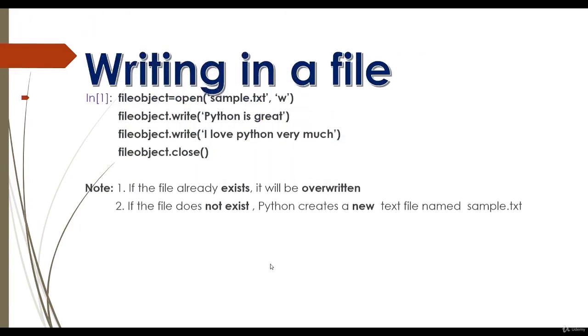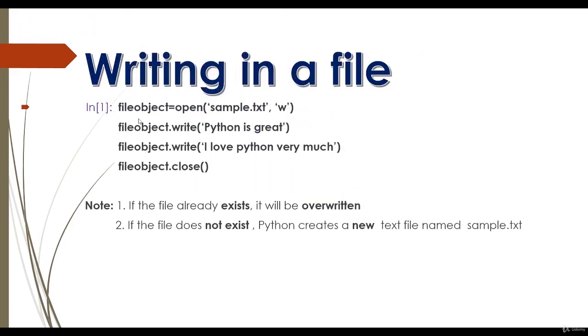Writing in a file. First open the file for writing, then fileObject.write. Here I am writing Python is great. Again I am writing I love Python very much. And lastly, you have to close this file, for it is equivalent to saving the file.